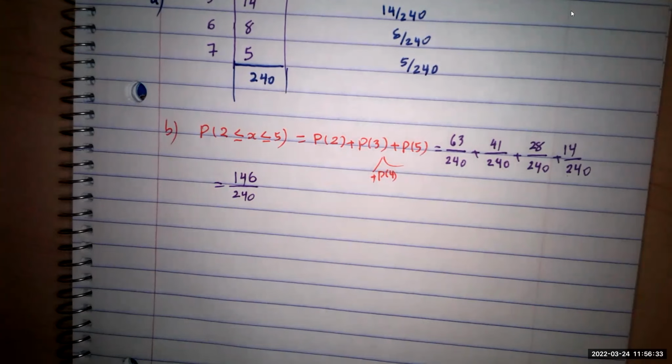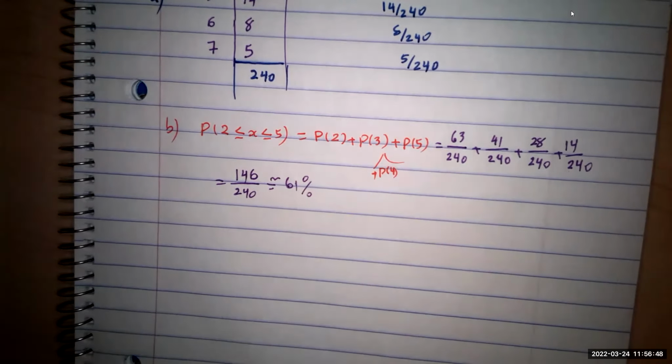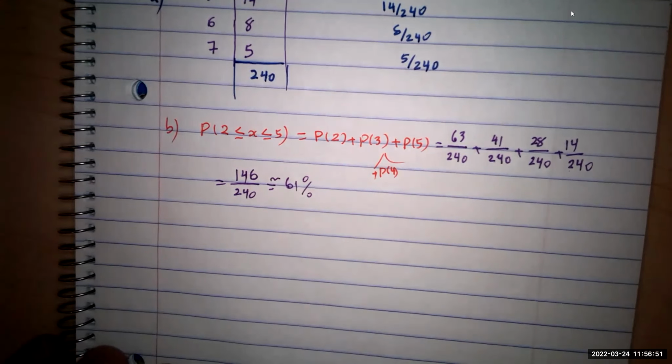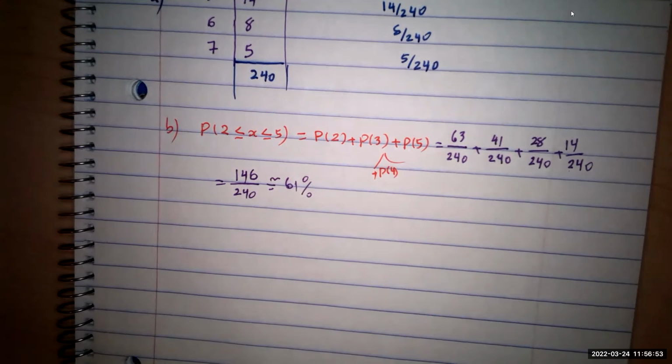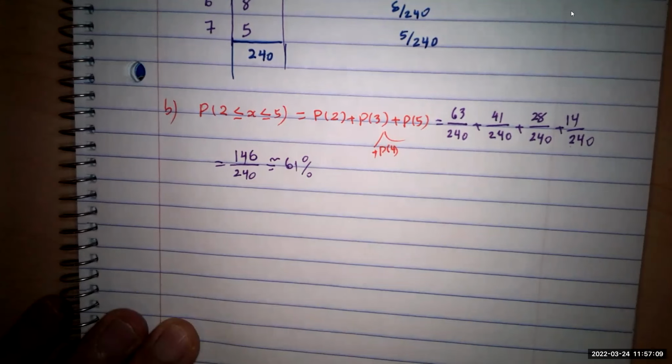Okay, so it's going to be 146 divided by 240. And that gives something like almost 61%. Okay, so that gives you the result. There is a 61% chance that they are going to sell between 2 and 5 items, if you like. Okay, any question? So that's part B.